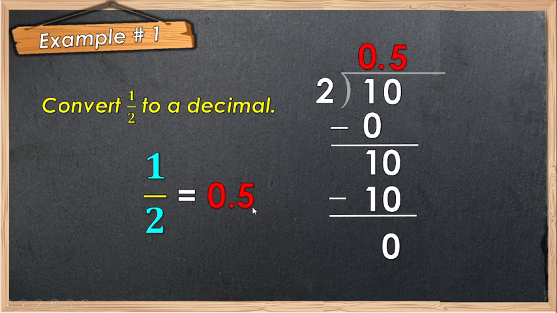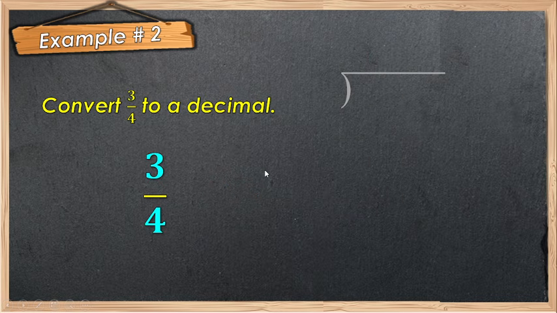As simple as that. So use the acronym DMSBR, or divide, multiply, subtract, bring down, and repeat the same procedure. So example number 2. We have 3/4. How do we express 3/4 in decimal numbers? How do we convert this one?